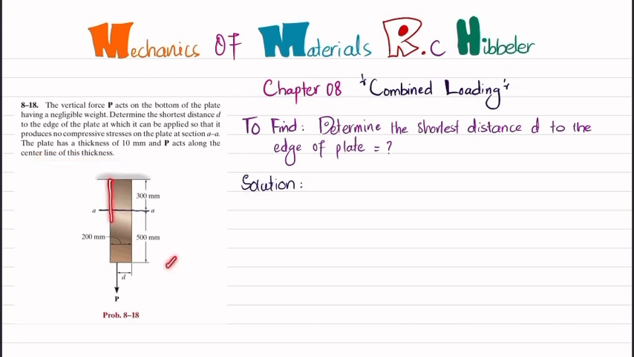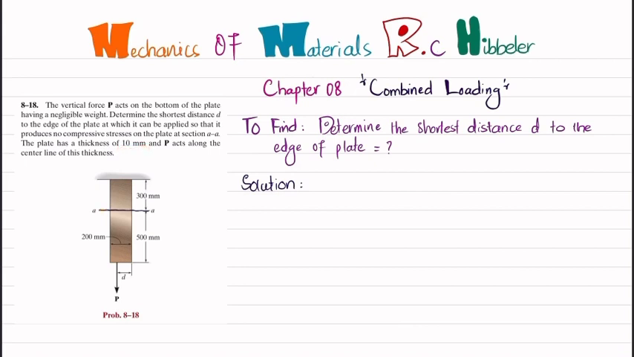This is the plate having total length of 800 millimeter, and this P load is applied from this edge at a distance of D. So you have to find this shortest distance D from this edge so that this P should not produce any compressive stress. The thickness of the plate is 10 millimeters. So let's start with the solution.